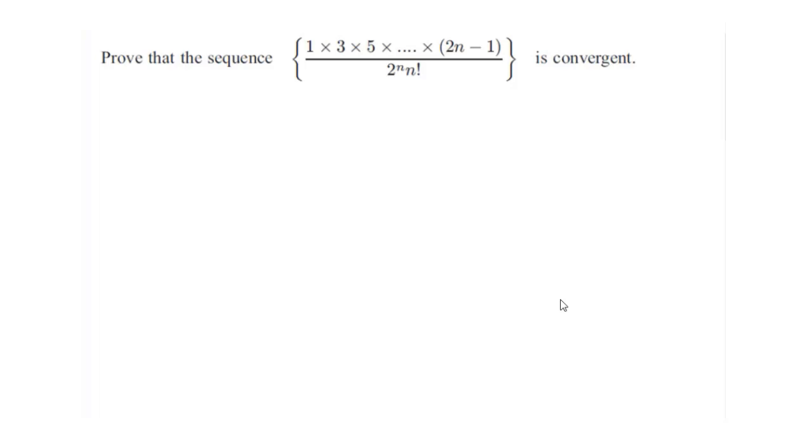Prove that the sequence 1 times 3 times 5 times dot, dot, dot, and so on, all the way up to 2n minus 1 over 2 to the n times n factorial is convergent. So that general term is quite complicated.